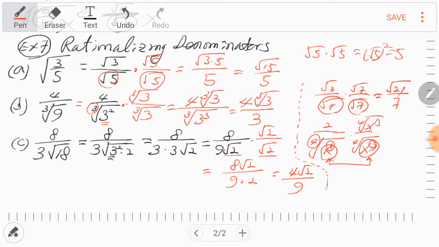Okay. So rationalizing the denominator is very useful to remove radicals from the denominator. So what we have to do is multiply both numerator and denominator by a radical, and that radical has to be such that the exponent of the radicand is the same as the index.